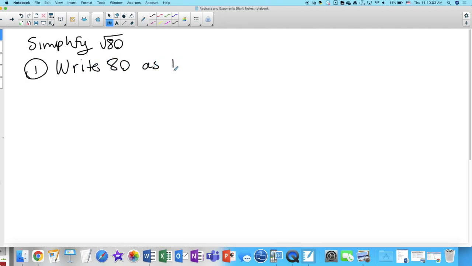So let's say I asked you to simplify the square root of 80. I could also ask you to write the square root of 80 as a mixed radical in simplest form. I think that's actually the instructions that I gave. Okay? There's 2 ways to do this. The first way is to write 80 as the product of 2 numbers where one of them is a perfect square.